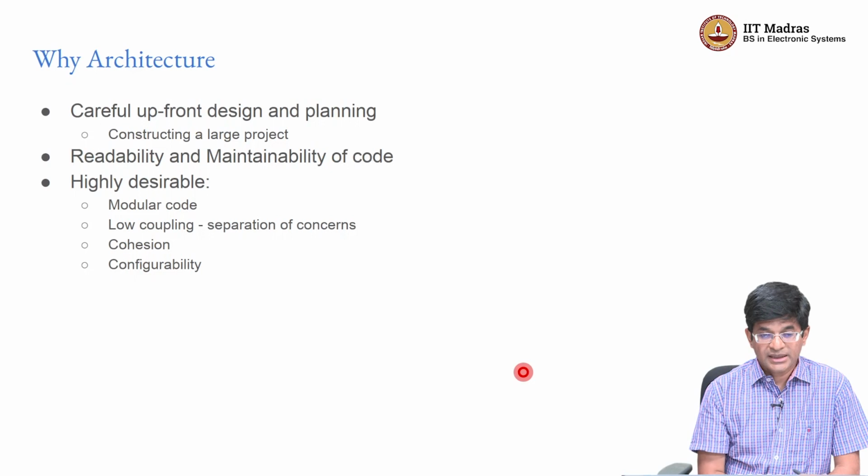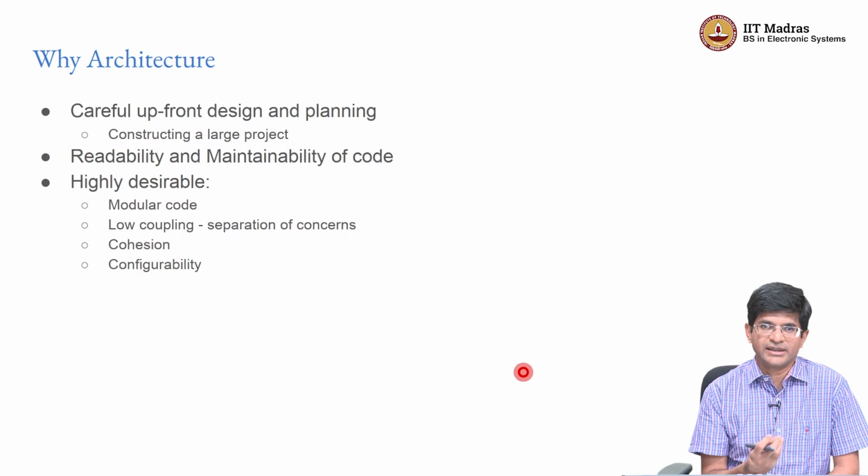And at the end of the day, having some kind of configurability in the system, right, which allows you to just tweak a few parameters and change the kind of system that you are building. All of these are ultimately some of the desirable characteristics of well architected software systems.